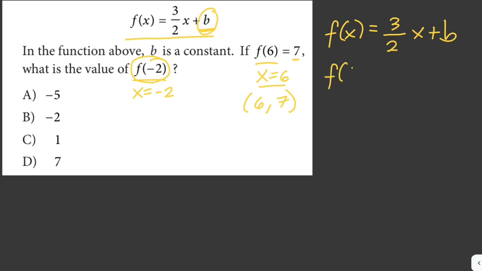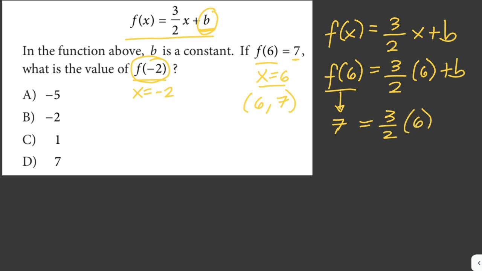So f of 6 is just equal to 3/2 times the value of x, 6, plus b. It says that f of 6 is equal to 7, so we replace f of 6 with 7. So that is 7 equals 3/2 times 6 plus b. 7 equals, okay, this is 3 times 6 is 18 over 2 plus b. So 7 equals 9 plus b.